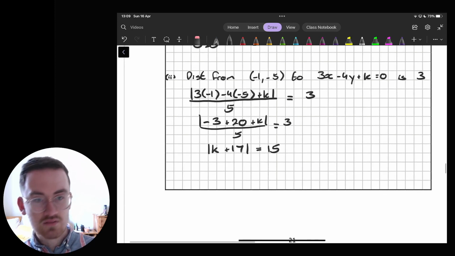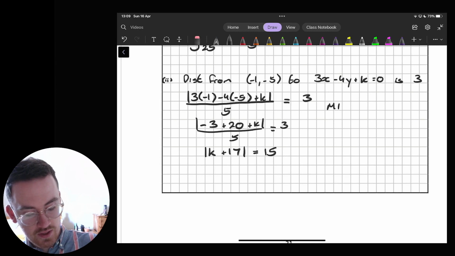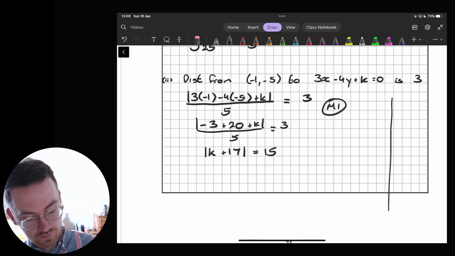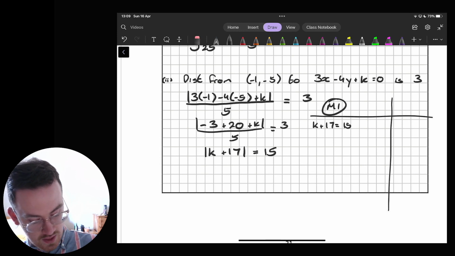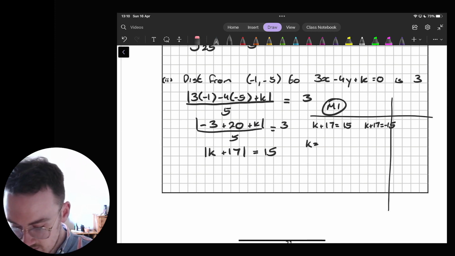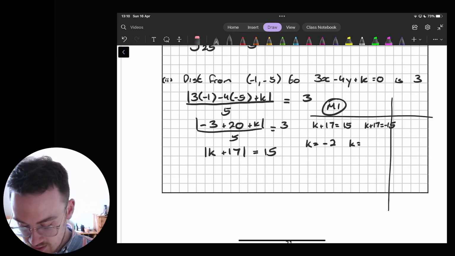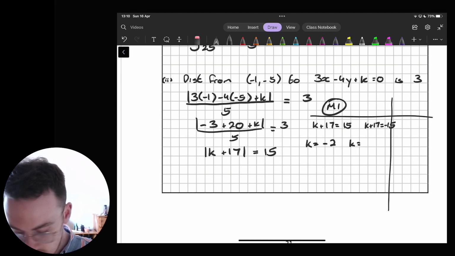Then, again, the same as we've always been doing, we have our two methods. So let's do them out. So method 1, k plus 17 is equal to 15, or k plus 17 is equal to -15. K is equal to, so 15 minus 17, which is -2. Or k could be equal to -15 minus 17, which is -32.